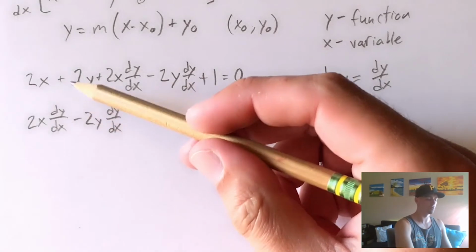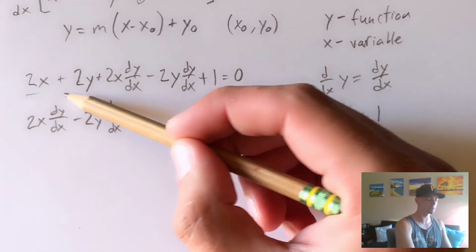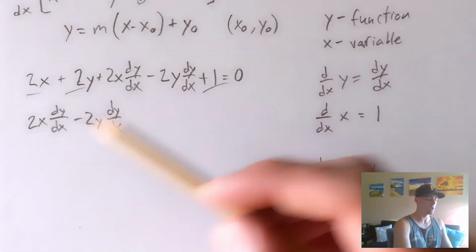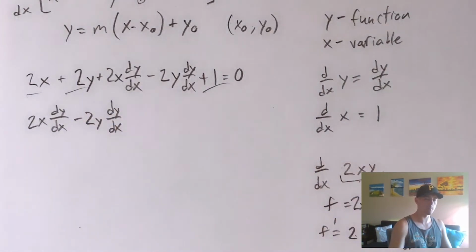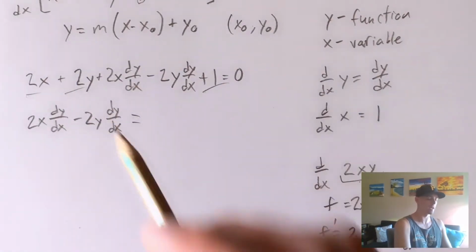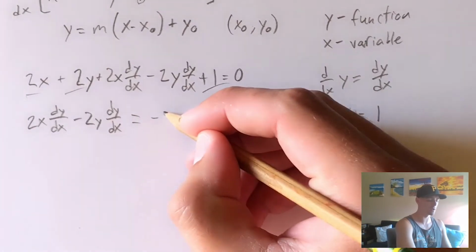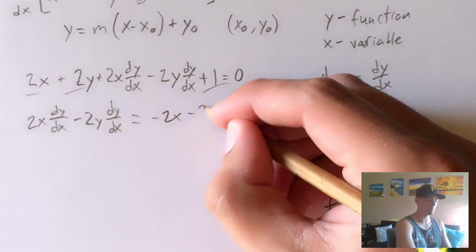And then to move these other non-dy dx terms over to the other side of the equation, we can basically just subtract them all from both sides of the equation, which would cancel them out on the left and then bring the negative version of them over to the right.